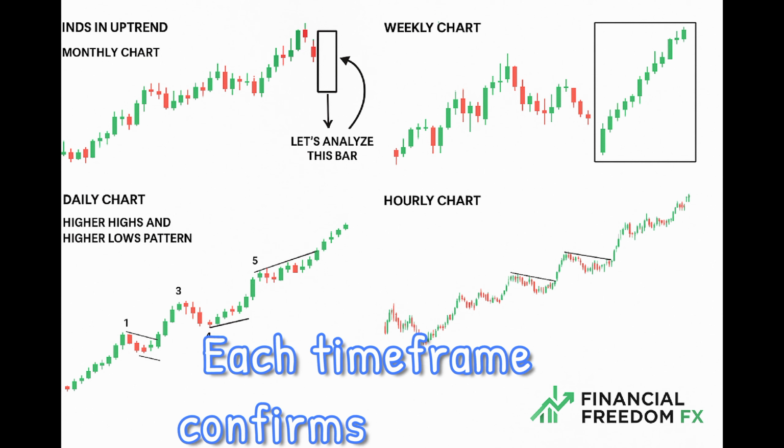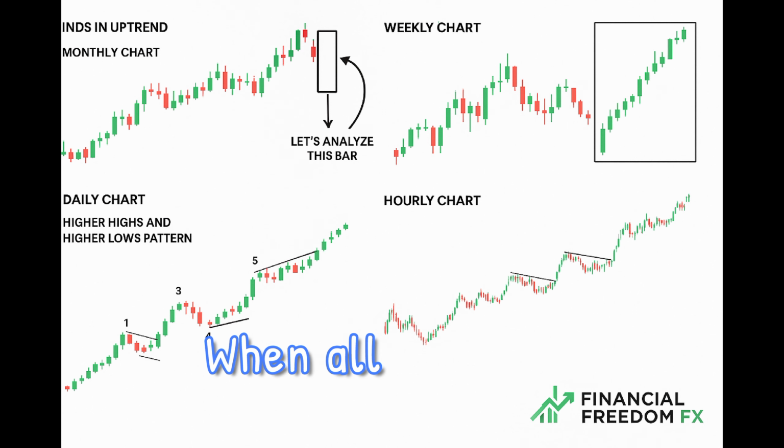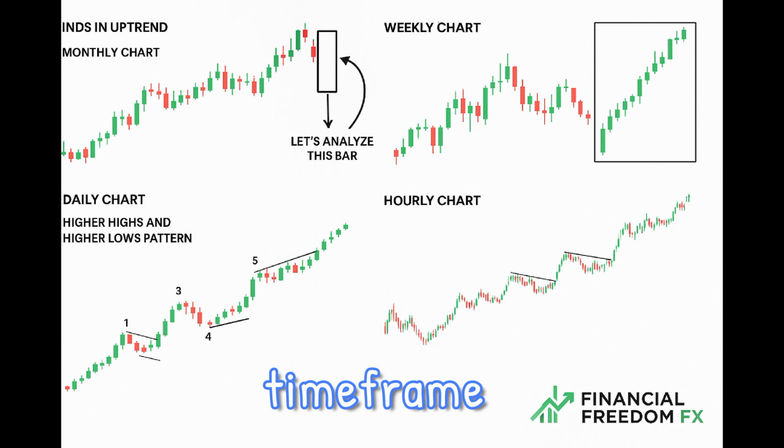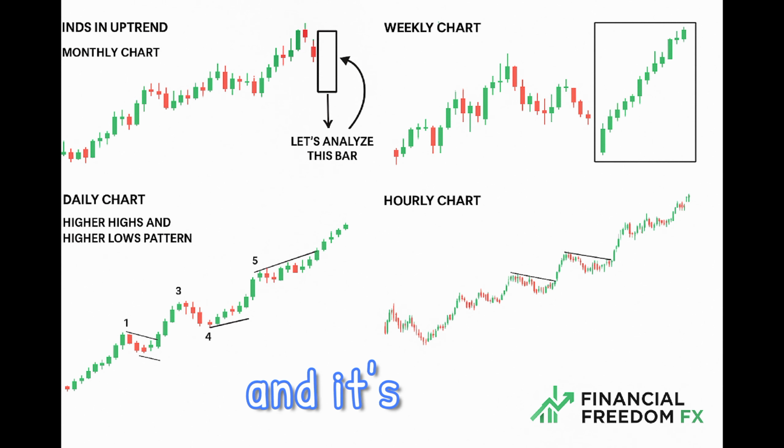Each time frame confirms the next. When all charts point in the same direction, your setup becomes statistically stronger. That's called time frame alignment, and it's how institutional traders build positions.